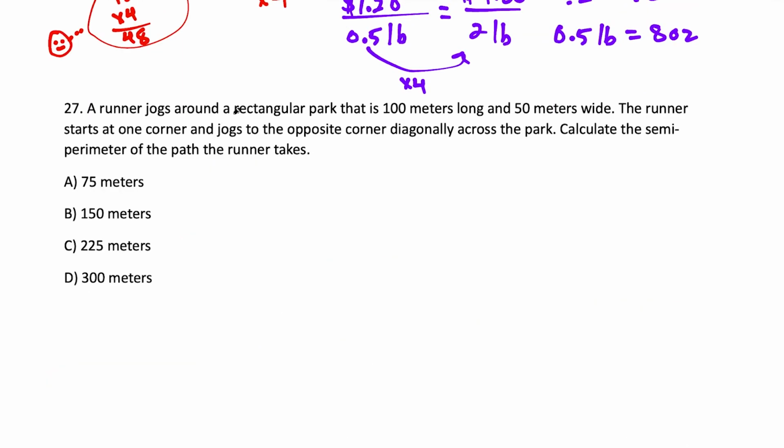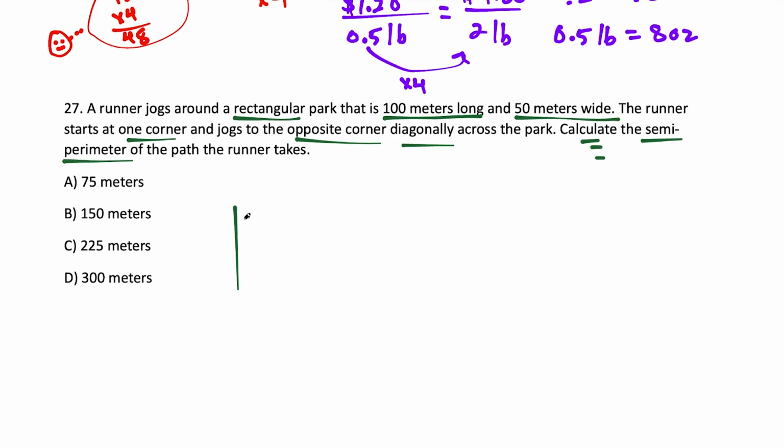Question 27. A runner jogs around a rectangular park that is 100 meters long and 50 meters wide. The runner starts at one corner and jogs to the opposite corner diagonally across the park. And we need to calculate the semi-perimeter of the path the runner takes.